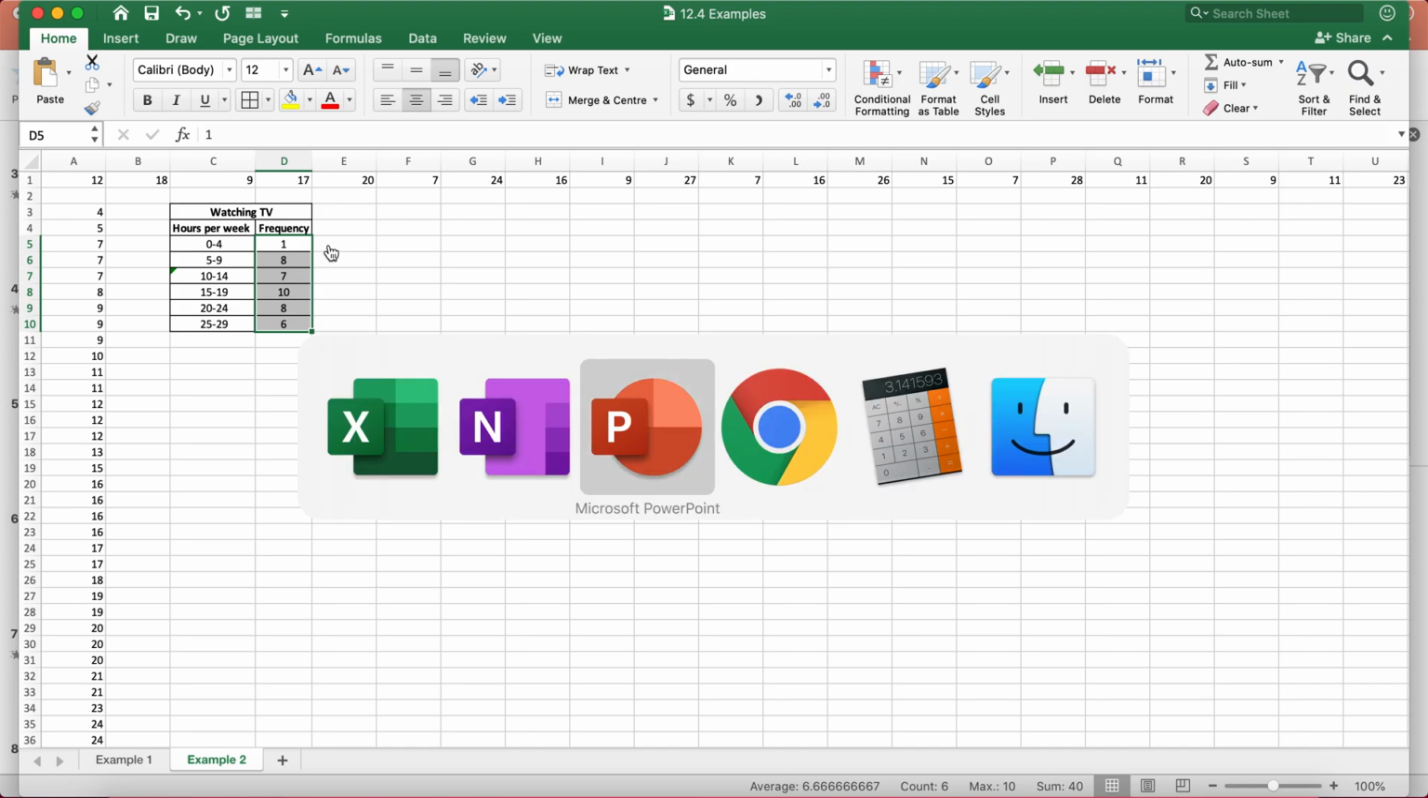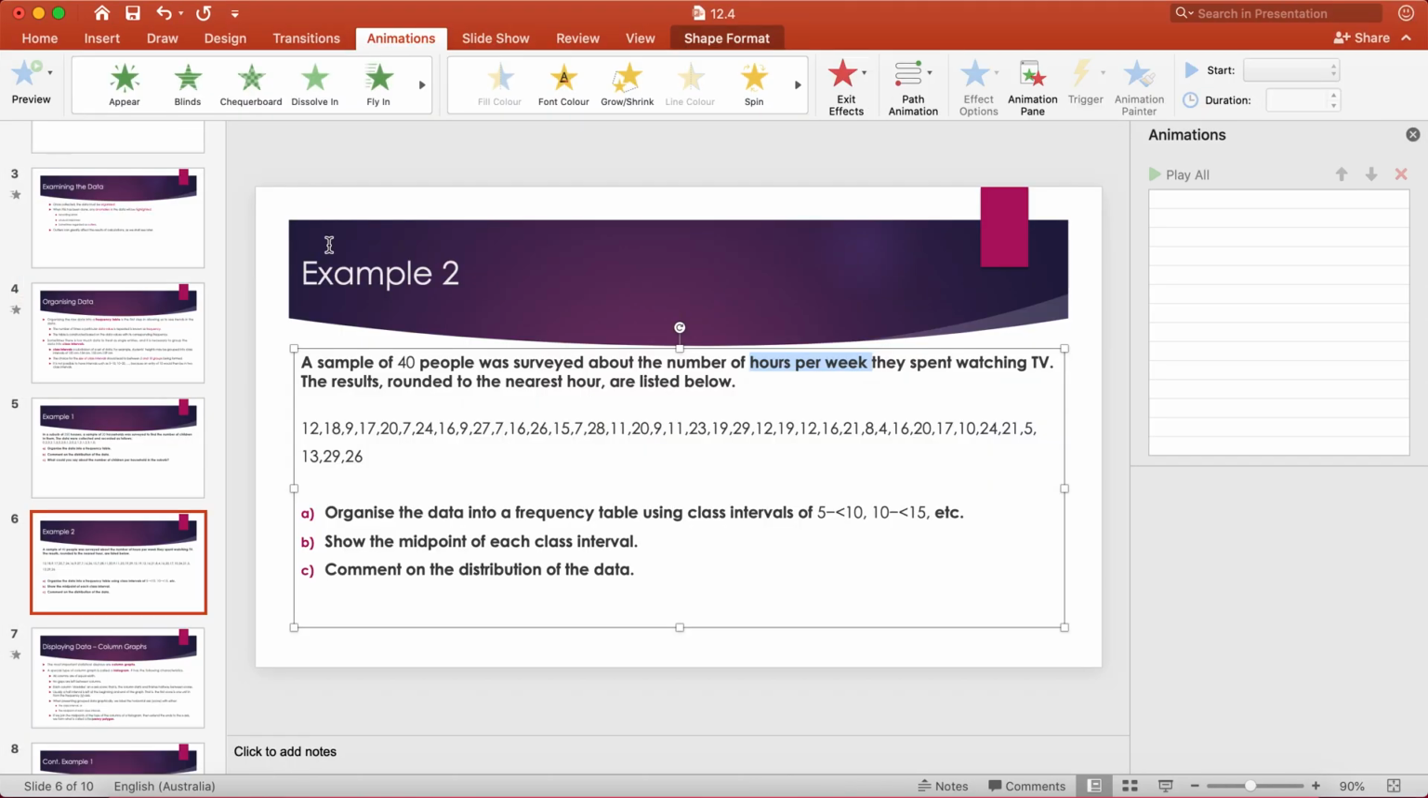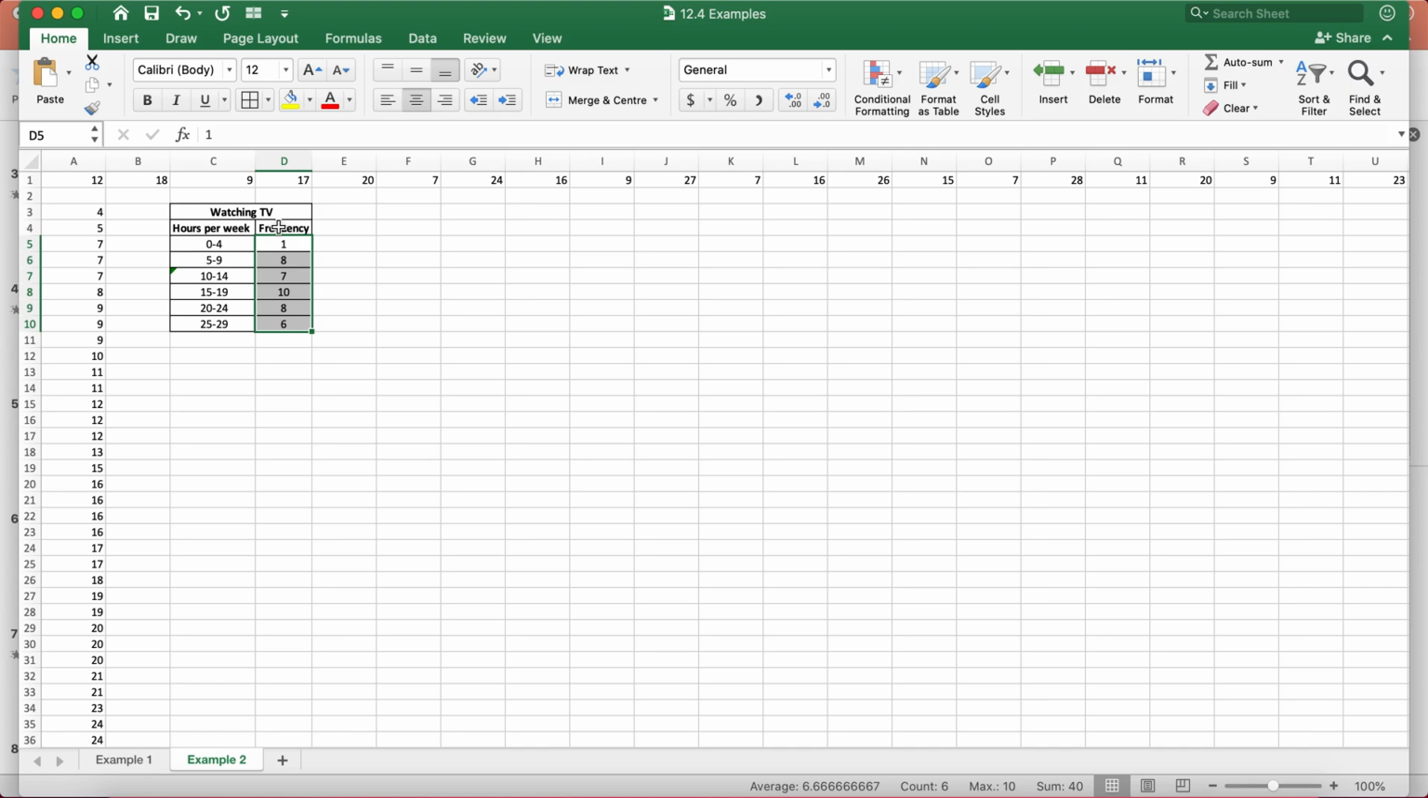So then let's look at our example. What does it say? Organize the data into a frequency table. We have done it. Show the midpoint of each class interval. So the midpoint of each class interval, and we can create it here. I'm going to put the midpoint here, and I'll explain in a minute why. So the midpoint basically is the following.